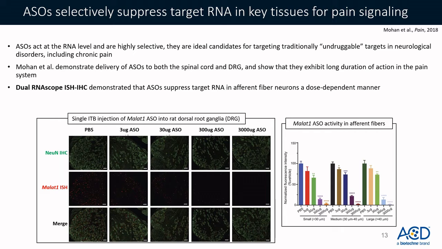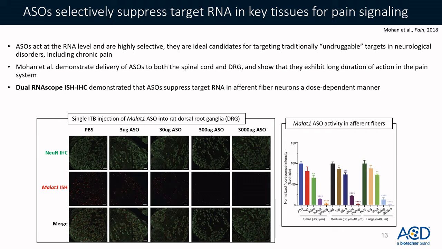And they showed that they exhibit a longer duration of action in the pain system. They used, again, the RNAscope ISH and IHC protocol. They used a NeuN antibody along with MALAT1 RNA target to demonstrate that these ASOs suppress target RNA in afferent fiber neurons in a dose-dependent manner.